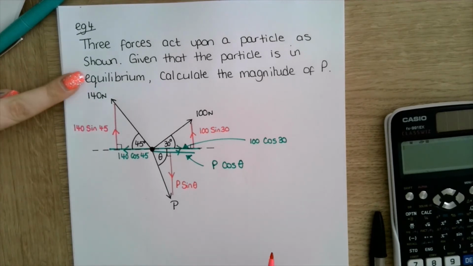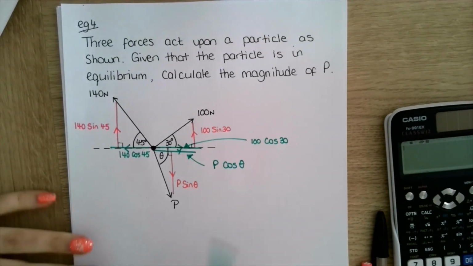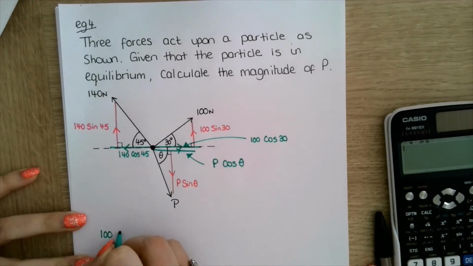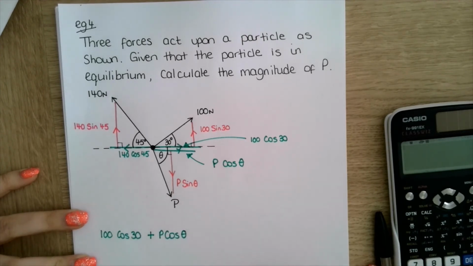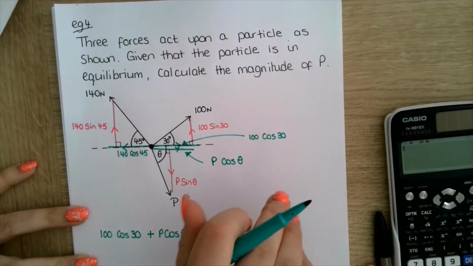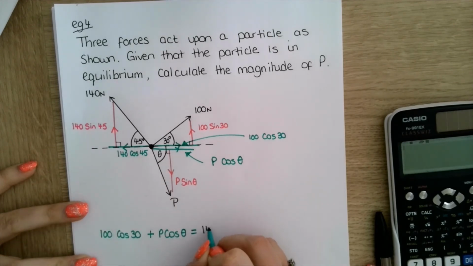Now going back to what I said about the equilibrium, the left forces are going to equal the right forces, the up forces are going to equal the down forces. So let's look at my right forces. The forces that are going right are going to be 100 cos 30 plus P cos theta. That's both the forces going in the right direction. Forces going in the left direction is therefore equal to 140 cos 45.